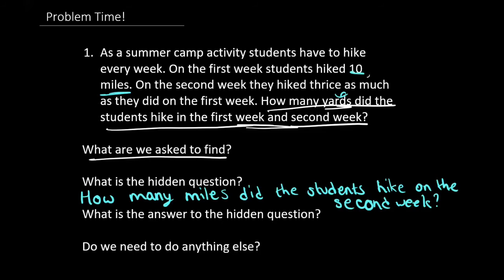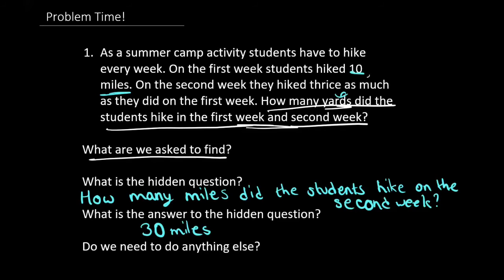What is the answer to the hidden question? Well, our hidden question is how many miles did the students hike on the second week? Well, we need to find it in miles. So on the second week, they hiked thrice as much as they did on the first week. So that means it's 10 times 3, and 10 times 3 is 30.